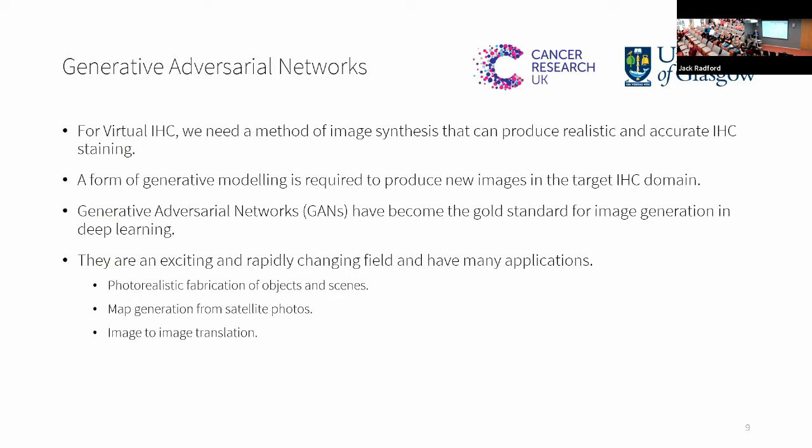Well, there's actually been quite a lot done in this area, and most of it's with generative adversarial networks, because obviously we need a method of image synthesis for this virtual IHC staining. GANs have become a kind of gold standard in image generation over the last decade. The first GAN was released in 2014, I think, so they've been out for a while now, but even now they're an exciting and rapidly changing field, with a huge number of applications, from photorealistic fabrication of objects and scenes, to generation of maps from satellite photos, and image-to-image translation in terms of scene translation, which is why they're key to my work.